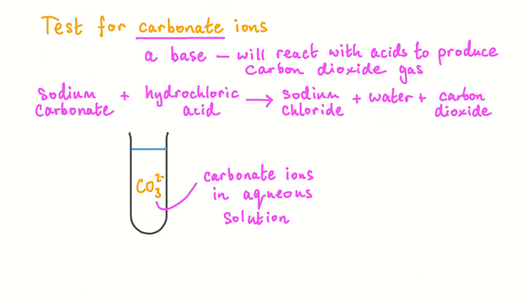Carbonate ions are an example of a base. If they are present in a solution, they will react with acids to produce carbon dioxide gas. For example, sodium carbonate is a soluble metal carbonate. When it's dissolved into water, it will release carbonate ions into the aqueous solution. When we add hydrochloric acid to sodium carbonate, the salt sodium chloride and water and carbon dioxide are produced. This is a neutralization reaction.